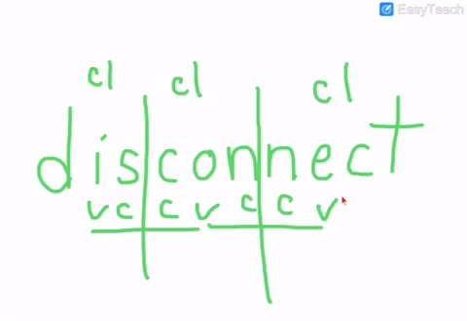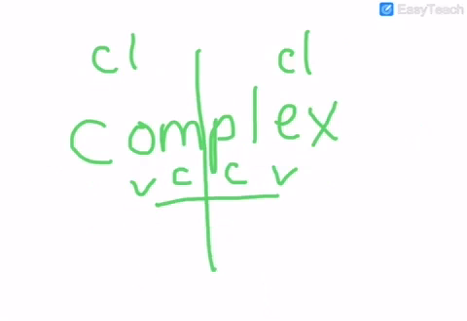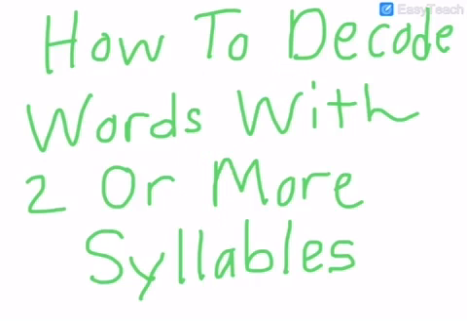Disconnect. Let's try that again. Disconnect. Let's try to blend them now. Disconnect. Oh, right. Disconnect means to break apart something. And that's an example of how to read or decode a word that has three syllables. And that's our lesson for how to decode words with two or more syllables. And again, I would highly recommend that you watch this video many times.